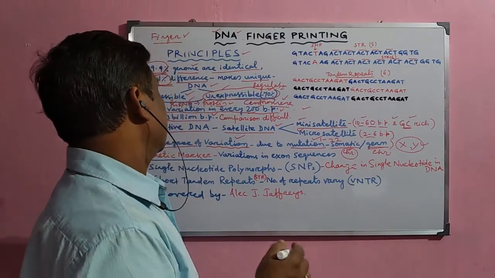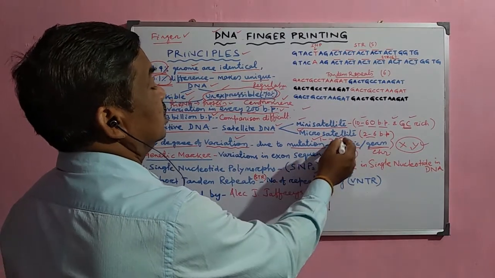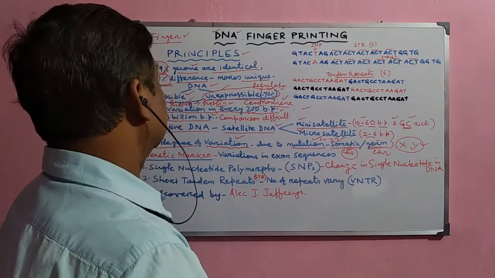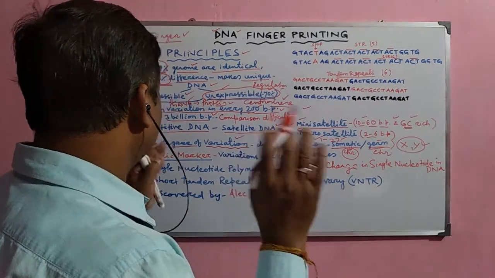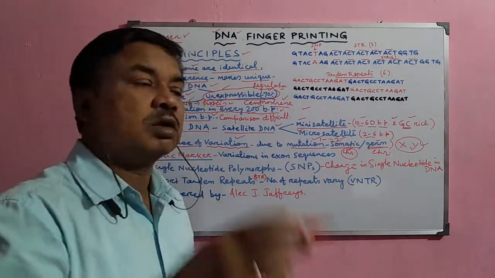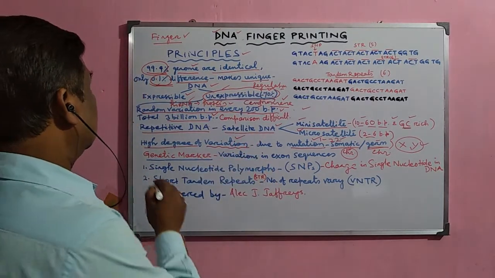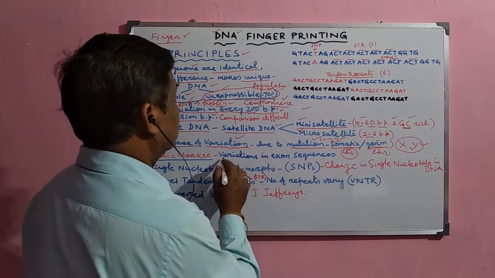So that is why there is variation in these regions, either in the somatic region or in the germ chromosome region, and these variations are normally used as the genetic marker for the uniqueness of that particular individual. Now, what is this genetic marker? It is the variation in the exon region.